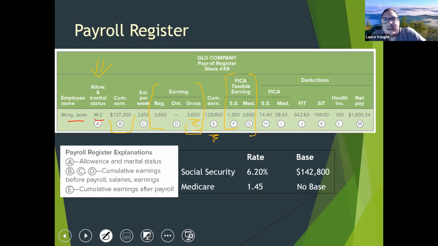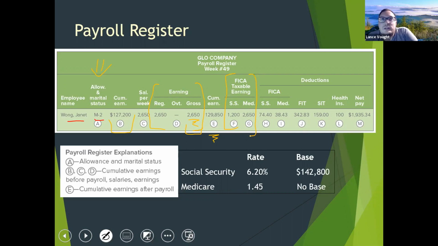How much are Social Security taxes? Well, they're 6.2%. It's 6.2% to you and 6.2% to your employer. And then Medicare is 1.45%, and there's no cap to that. So what this is saying is that based on the old Social Security base, after $1,200, Janet Wong was over $128,400, so she didn't have to pay any more Social Security tax beyond that rate. So that's why it only says $1,200 instead of the full $2,650.